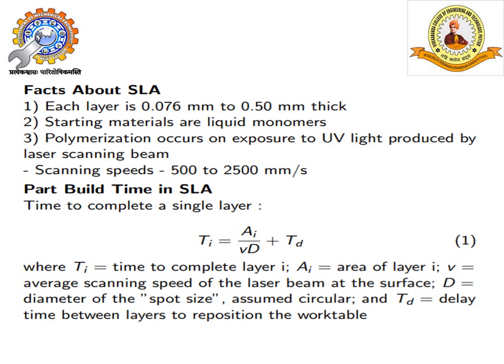So how are we going to build the part in stereolithography? Consider the time to complete a single layer. We have an equation here: Ti = A/(vD) + Td, where Ti is the time to complete the ith layer, A is the area of the layer, and v is the average scanning speed of the laser, which may range from 500 to 2500 millimeters per second. D is the diameter of the spot size, assumed circular, and Td is the delay time between the layers to reposition the work table. Thank you.